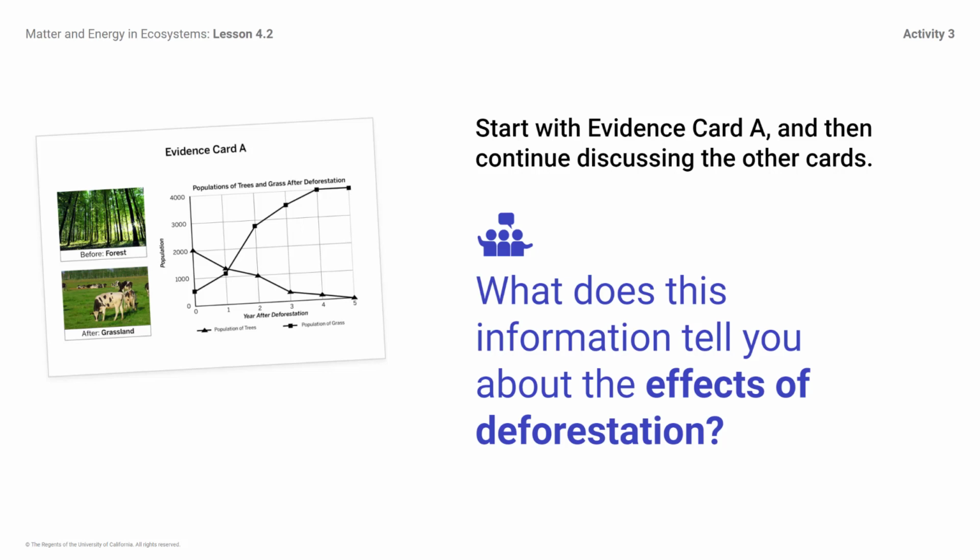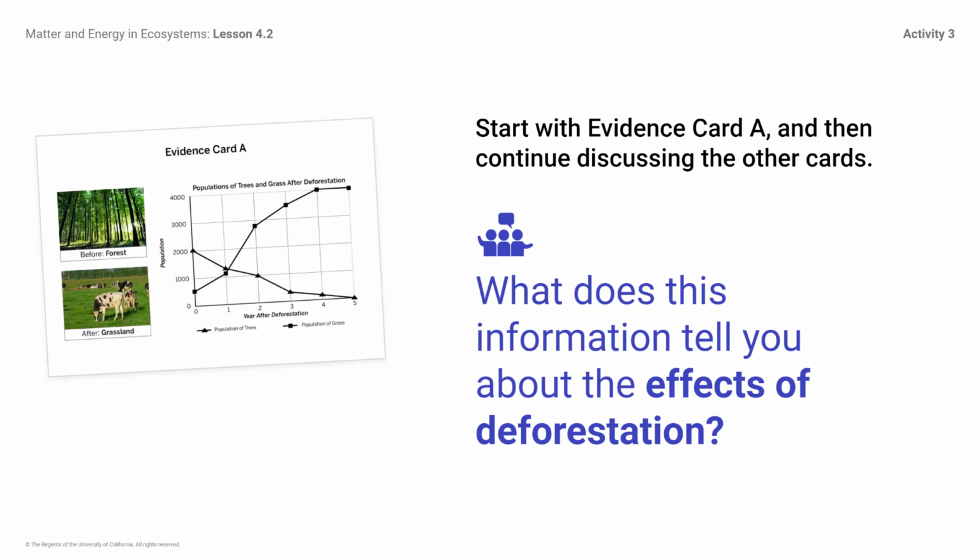Let's read card A out loud. Look back at your evidence card sorts to see which claim evidence card A supports. Populations of trees and grass after deforestation, 4,000. Year after deforestation, 0 through 5. Population of trees starts at 2,000 and goes down to 0. Population of grass starts at 500 and goes up to 4,000. Before the forest, after the grassland.